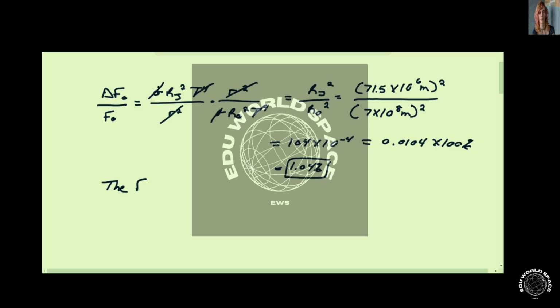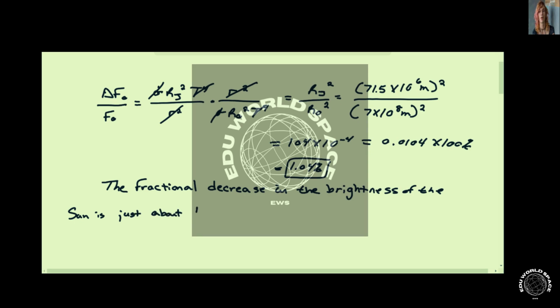And so what that means is that the fractional decrease in the brightness of the sun is just about 1%. Okay, thank you guys.